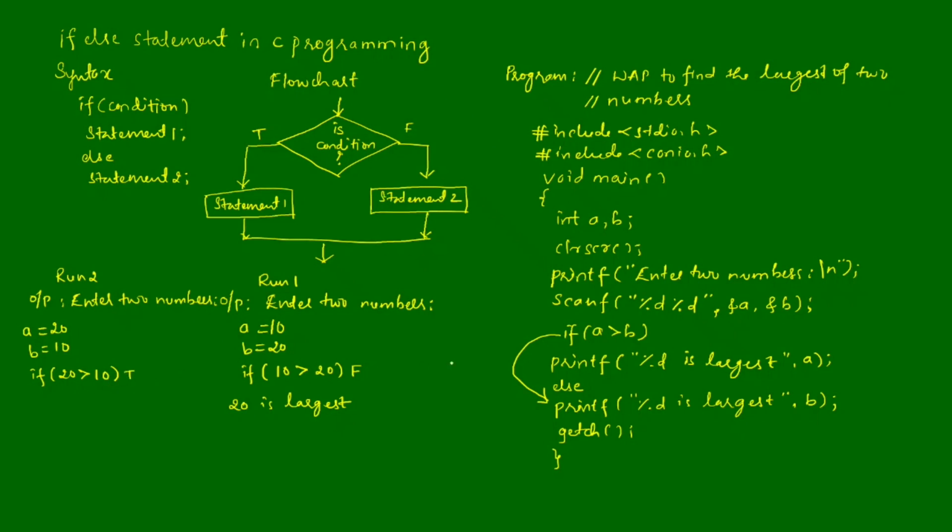It is true. If this condition is true, then the first statement, %d is largest, that is the a value, will be printed. So what is the a value? 20. So here it is going to print 20 is largest.